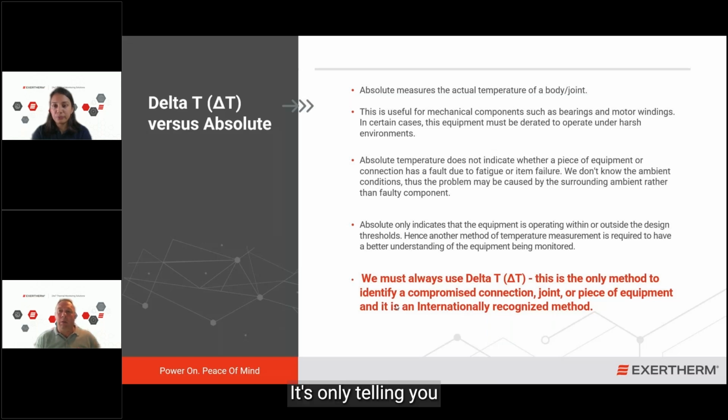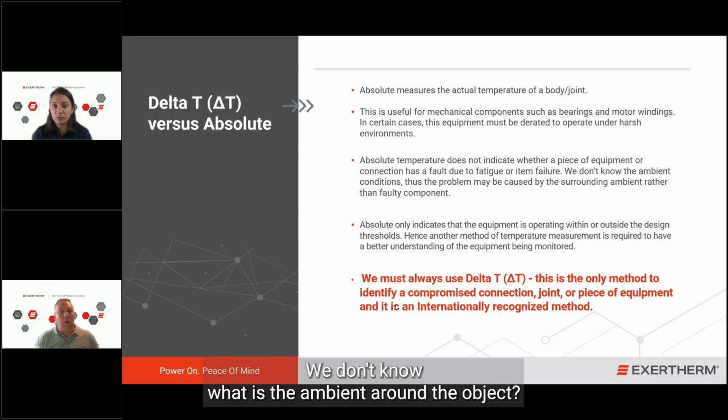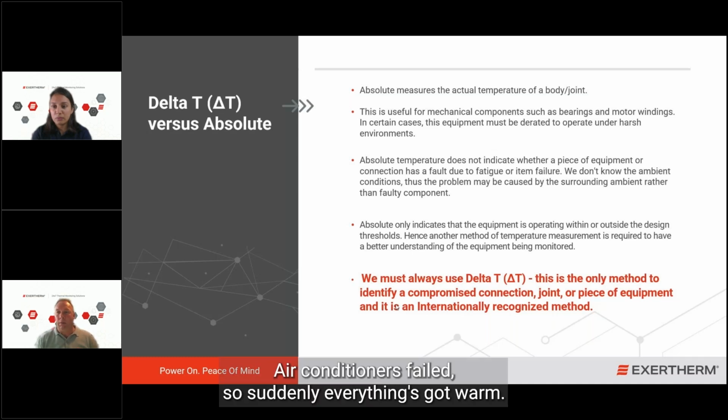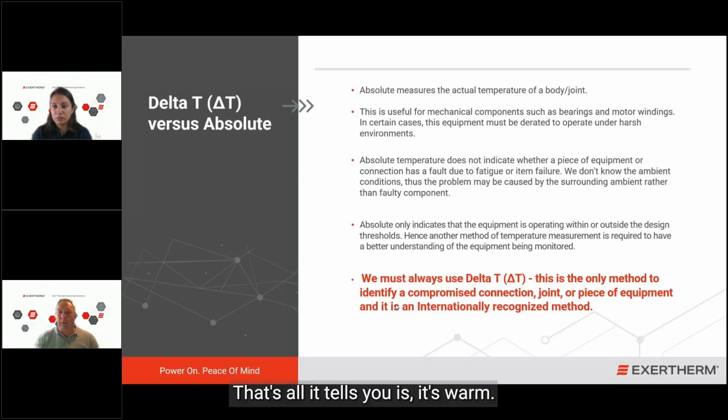It's only telling you a piece of equipment is hot. Is it warm? Is it cool? Is it cold? It's not telling you why. It may be because, yes, we've got a bearing that's overheating, but that's all it's telling you. It's warm. We don't know what the ambient is around that object. Is this switchgear inside an air-conditioned space where the air conditioning has failed, so suddenly everything's got warm? That's all it tells you: it's warm.